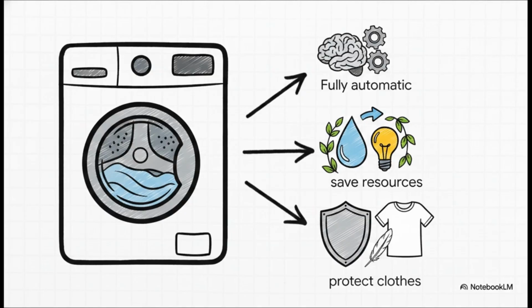Second, it's designed to heavily save resources by aggressively adjusting its output based on that exact weight and dirtiness. And third, it actively aims to protect clothes. Because it takes fabric type as a direct input, it can be gentle on your delicates while staying incredibly tough on heavy stains. Now, these aren't just neat engineering goals, they are direct, targeted solutions to existing market failures.